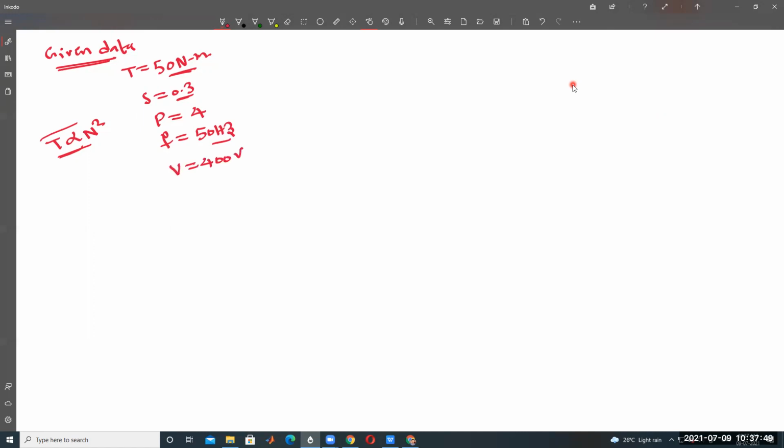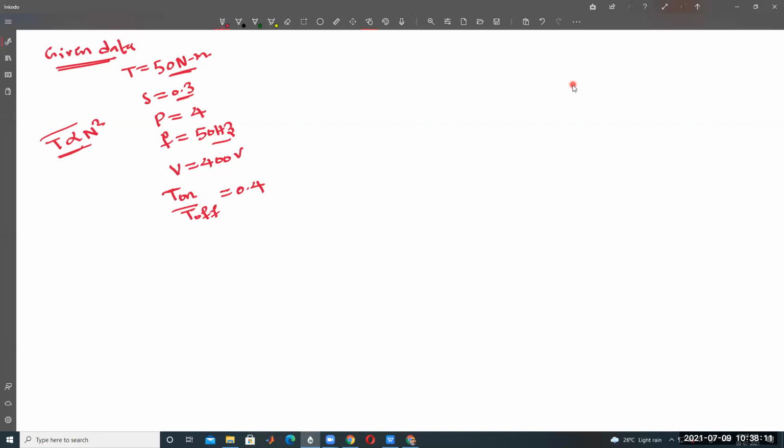Also the time ratio is given, no? Time ratio 0.4. That is called on time to off time, T on divided by T off. The time ratio is given like this, 0.4, on time to off time ratio.